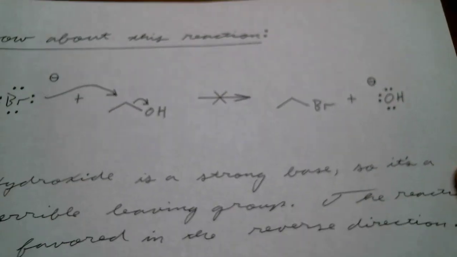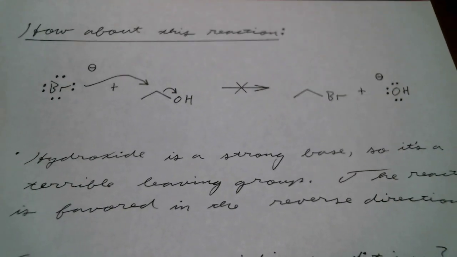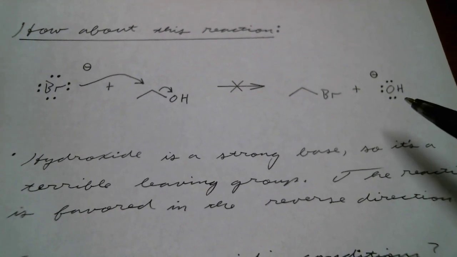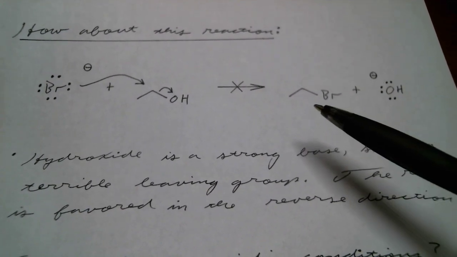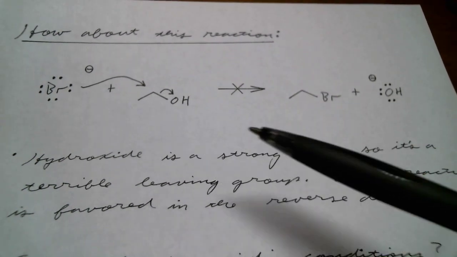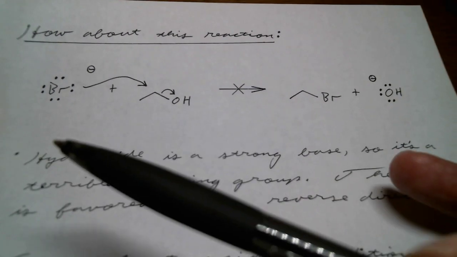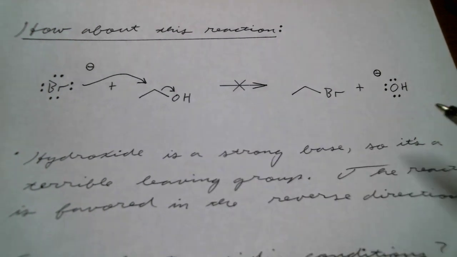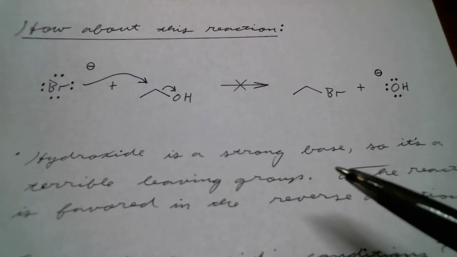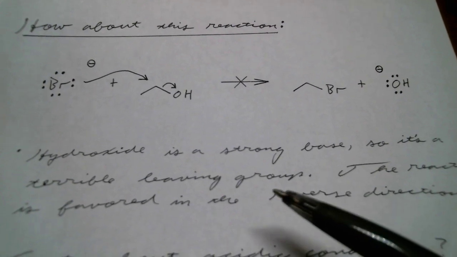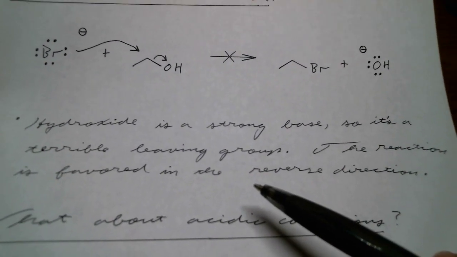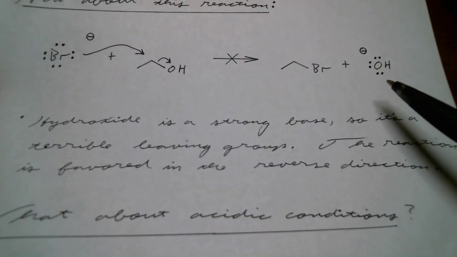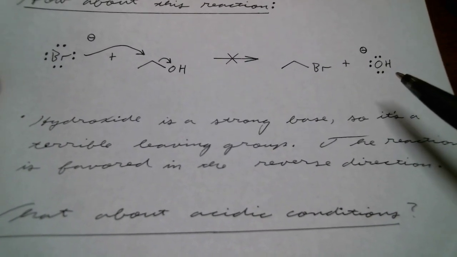So, continuing on, at the beginning of our Class 14 first lecture video, we looked at the reaction of hydroxide with ethyl bromide. We discovered that was spontaneous. So how about the reverse reaction? Can bromide kick out hydroxide? Does hydroxide make a good leaving group? Hydroxide is a relatively strong base, so it's a terrible leaving group. The reaction is favored in the reverse direction, the direction that we considered it at the beginning of our first video of this series.